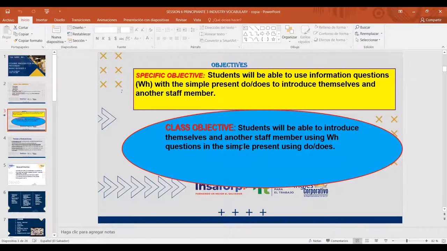So class, here as the specific objective, we have that all of you will be able to use information questions, okay? Remember, the information questions are the ones that begin with WH, okay? For example, a simple question, where do you live? Where is the information question. The modal auxiliary do, where do you live? Yes, where do you work? Okay, so those kind of questions.